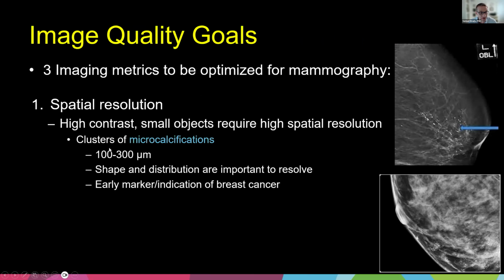So microcalcifications come in all shapes and sizes, but really we need to be able to image down to about 100 to 300 microns. The shape and distribution is very important to our radiologist colleagues. And this is, of course, a hallmark or marker for indication of breast cancer. And so to maximize spatial resolution, we need to have small focal spots and very low mA.